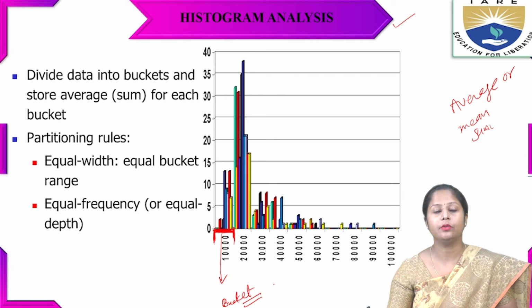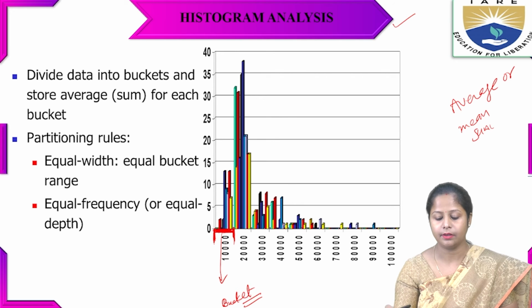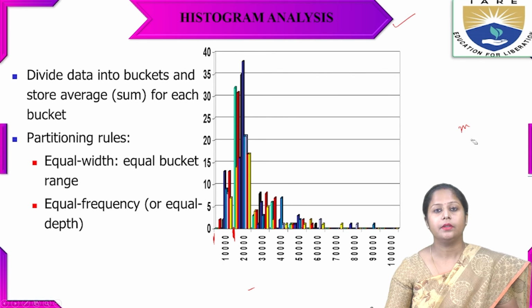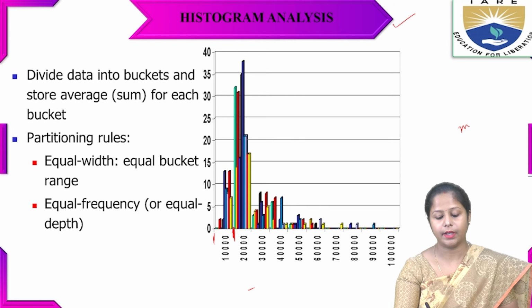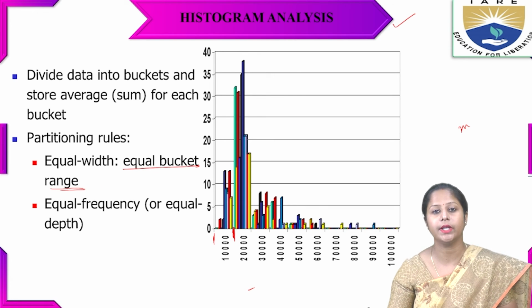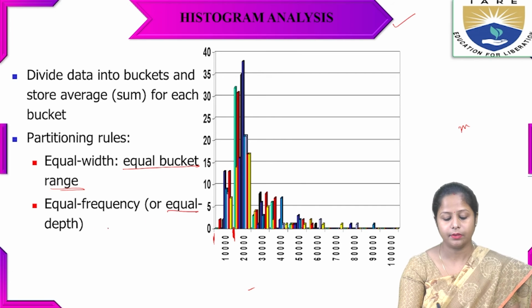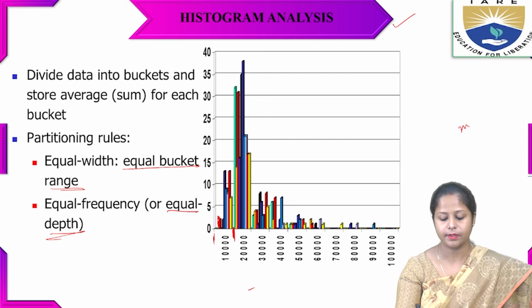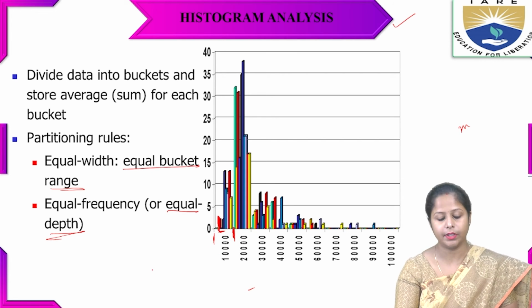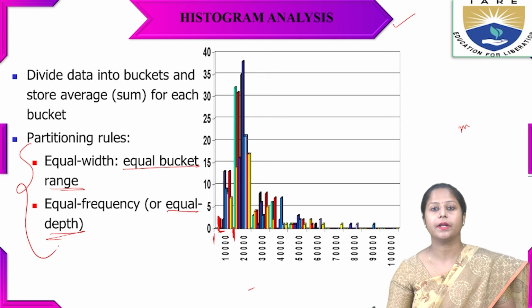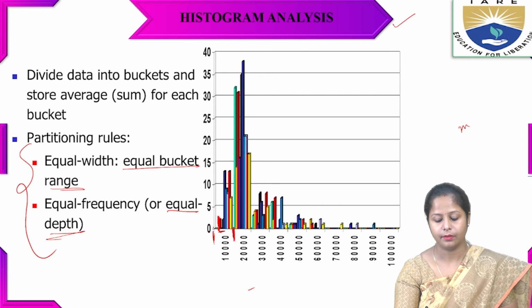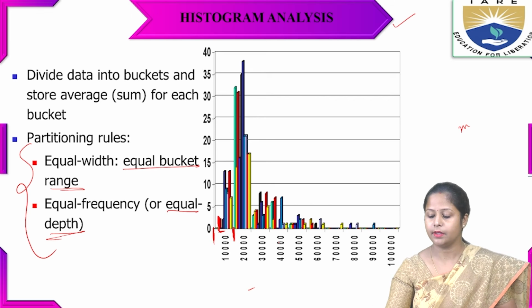So we have to divide data into buckets and store that average for each bucket, into one bucket. After that, we apply some partitioning rules. One is equal width, where we have to range the equal buckets. Another is equal frequency, or equal depth. This is depth, this is width. By this we partition the buckets. That is the step to do.